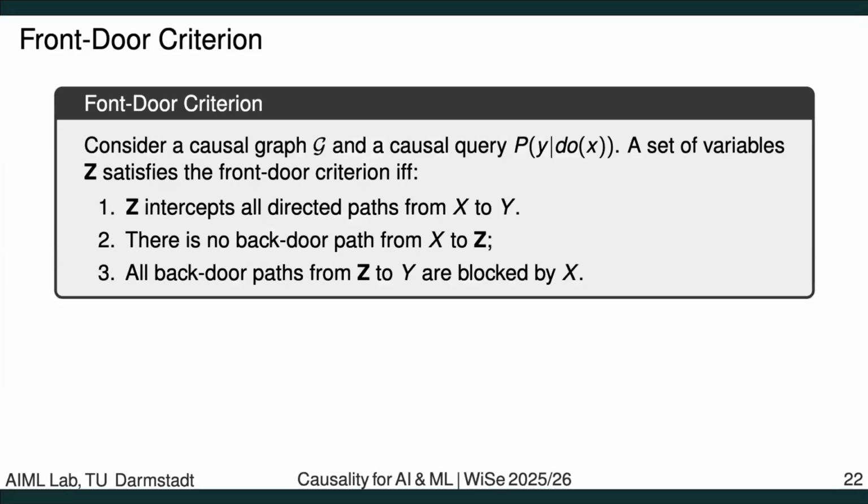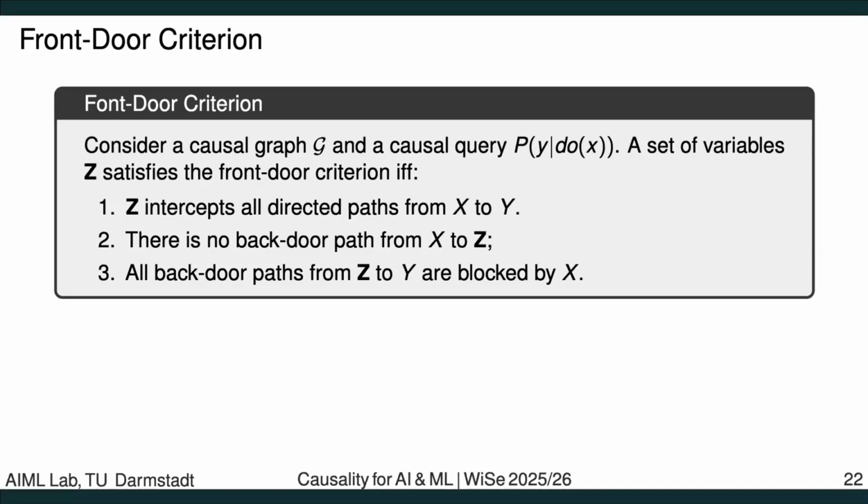Yeah, so again, here are the formal criteria. So the set needs to intercept all the paths between x and y, so all the directed paths in that direction. There cannot be a backdoor path from x to z. It's like, at least for this criterion, it's not allowed. We will see the general case later, but here only these frontdoor paths is what we are looking for.